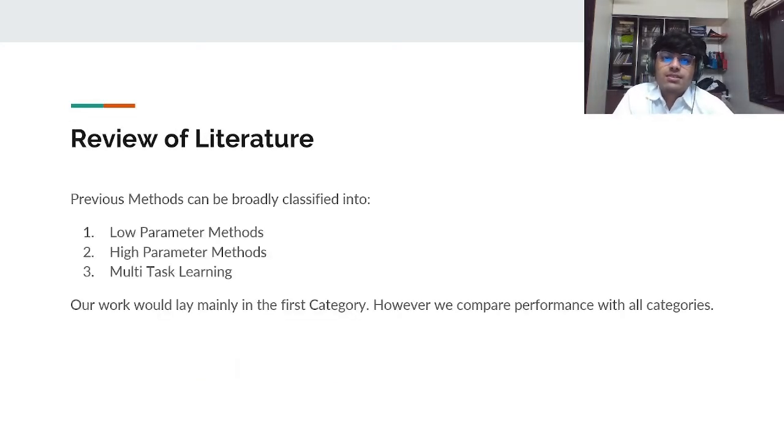Previous methods for classifying apparel can be categorized into low parameter, high parameter, and multitask learning methods. Low parameter methods focus on low latency applications where they tend to have around 10 million parameters. High parameter methods tend to have over 50 million parameters, going up to 250 million parameters. Multitask learning methods learn for multiple problem statements and use the quality of embeddings to improve performance in all domains.